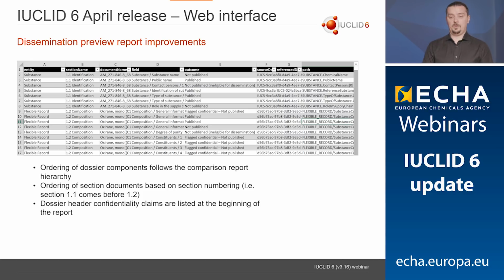We also improved the dissemination preview report, mainly to make it easier to read. So now its ordering of dossier components follows the comparison report hierarchy. The ordering of the section documents is now based on the REACH section numbers. And also the dossier header confidentiality claims are listed at the beginning of the report and not in the middle as they were before.